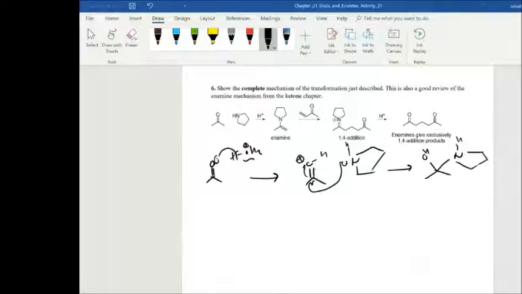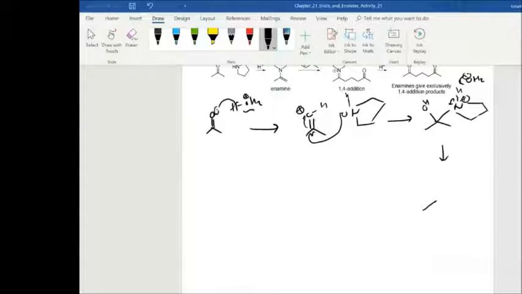Okay? Now, from here, since the nitrogen still retains its positive charge, because 1, 2, 3, 4, we're going to have, in this case, just water take the hydrogen and give the nitrogen the lone pair back. Now what that's going to do is allow for the creation of the enamine.